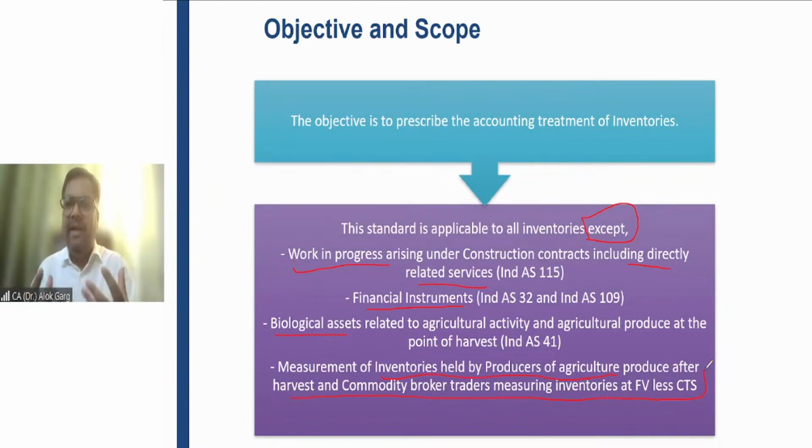But just to begin with, this standard is applicable to all inventories except there are four exceptions. One, work in progress relating to construction projects, which is covered under Ind AS 115. Financial instruments are covered under Ind AS 32 and 109. Biological assets are covered under Ind AS 41. And the measurement of inventories held by a producer of agriculture produce is also outside the scope of Ind AS 2.